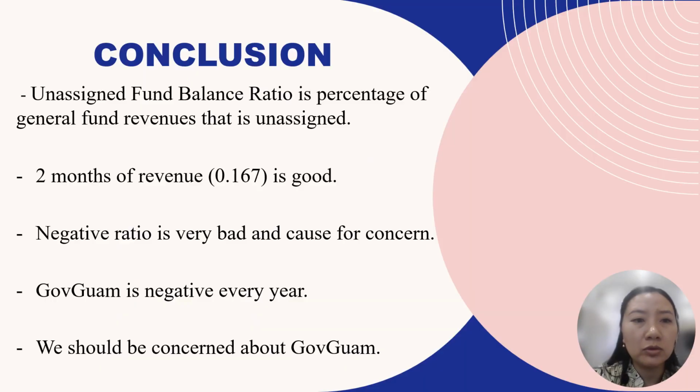In conclusion, the unassigned fund balance ratio is the percentage of general fund revenues that is unassigned. A good ratio is 2 months of revenue, which comes out to 16.7%. A negative ratio is very bad and cause for a lot of concern. GovGuam had a negative ratio every year for 5 straight years. So we should be very concerned about GovGuam spending.